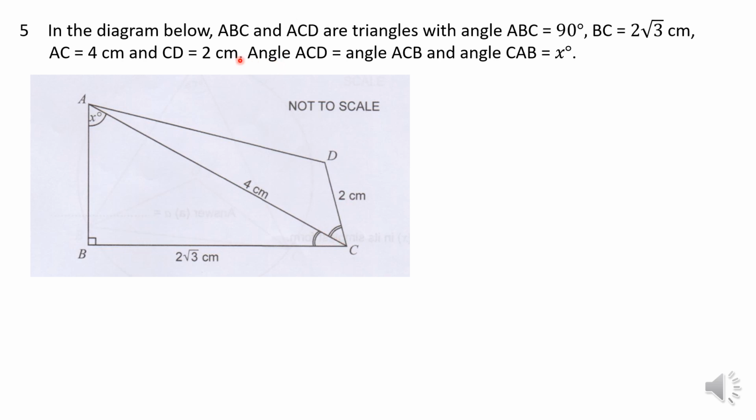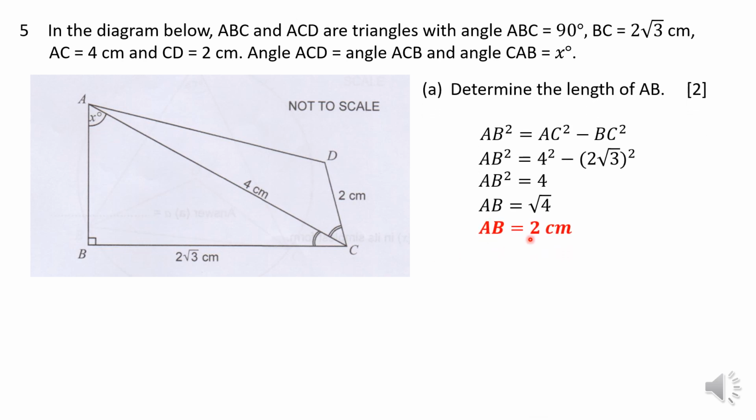Angle ACD, we're talking about this particular angle here, and angle ACB, talking about this angle. As you can see, the lines look identical, so these two angles are actually equal, and that particular angle there is x degrees. Now, they say determine the value, or the length, of AB.